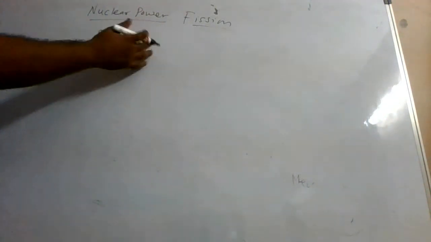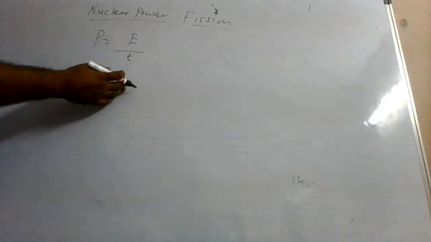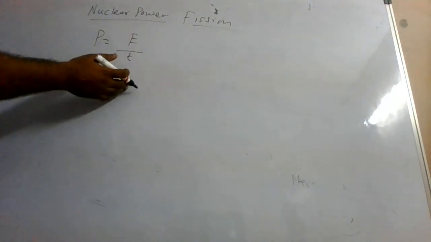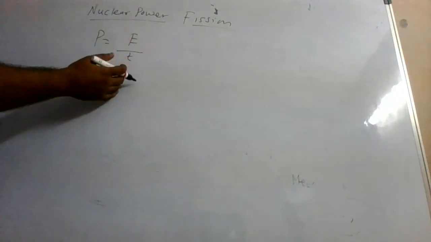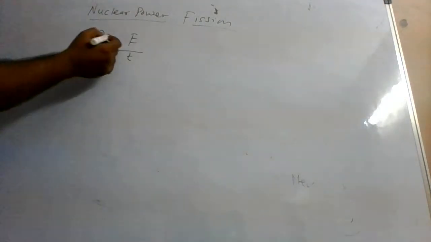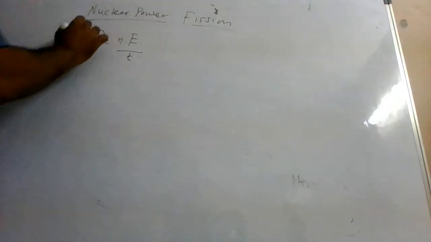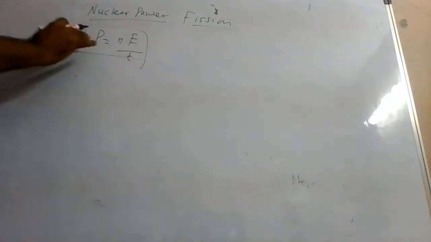Power is basically defined as work done by time taken, or energy created by the time taken. If this is one fission process, then if there are n fission processes, the power is nE by T. This is the equation we are going to use for calculating nuclear power in the fission process.